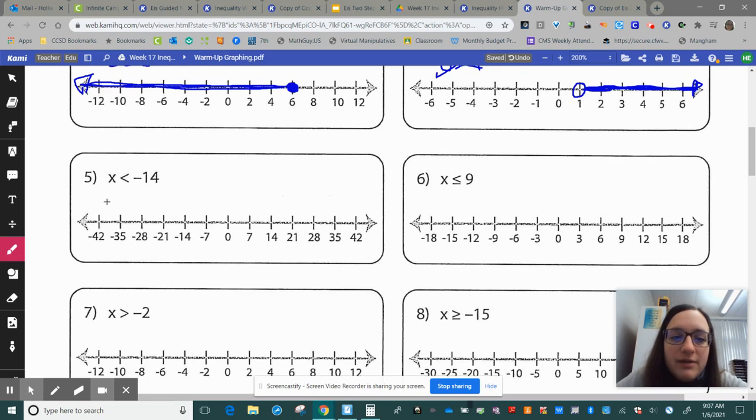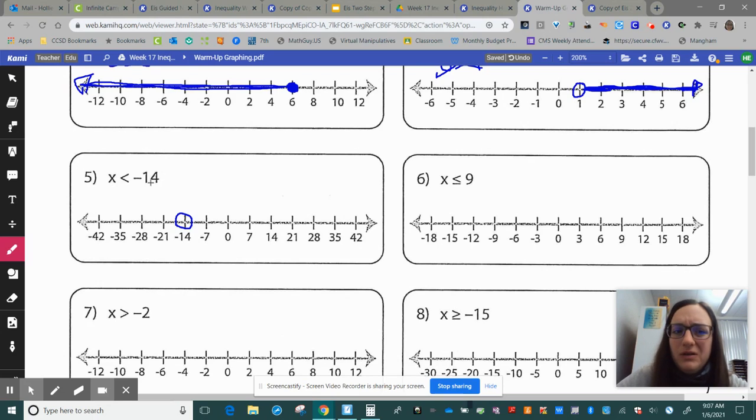All right, here we go. Number 5. Is it open or closed? Open or closed? This should be getting easy. It's open because there's no or equal to underneath. Oh, not at 14. Do you see my mistake? That is a negative 14. So we need an open circle at negative 14. We can check 0. Is 0 less than negative 14?